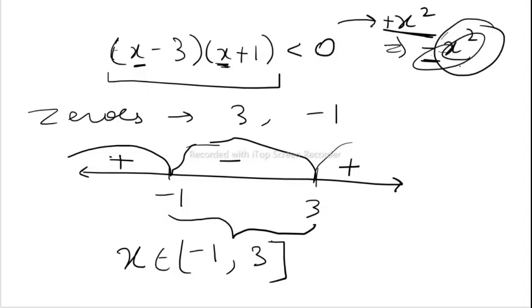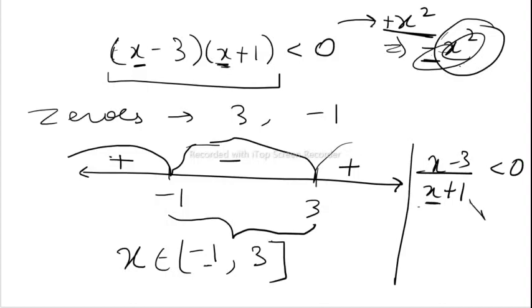So the answer is x belongs to minus 1 to 3. Now here I have made an open bracket and here a close bracket. Why? Because our original equation was what? X minus 3 by x plus 1 less than 0. If I put the value minus 1 in place of this, then what will happen? The denominator will become 0, so the whole thing will be undefined. But I can put the value as 3 because it's in the numerator. 3 minus 3 is 0, right? And if I put this 3 minus 3, this will become 0.